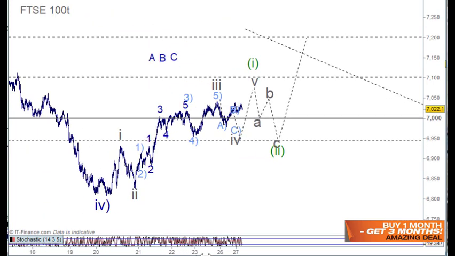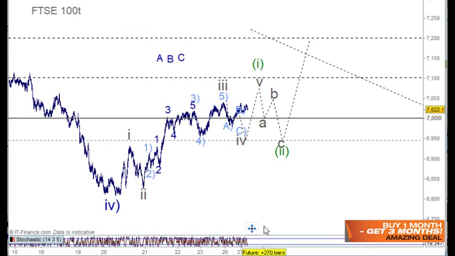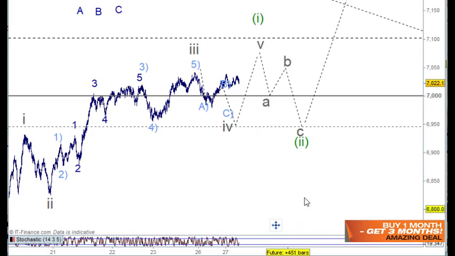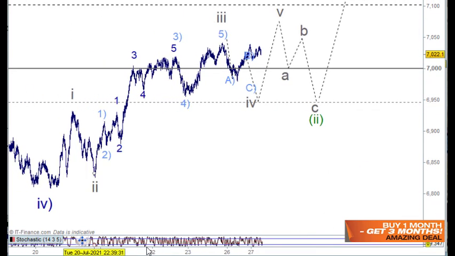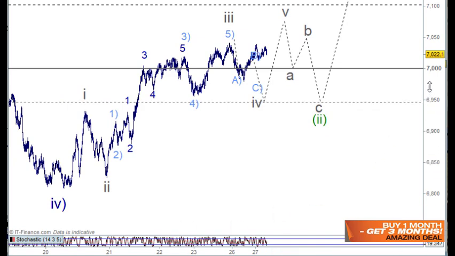This is the FTSE 100 ticks. It's the same here as well. So yesterday we were looking, let's just get this on the page. In this case, this is the low down here and not this one. So I think that I'm okay with this as 1 and 2 here.